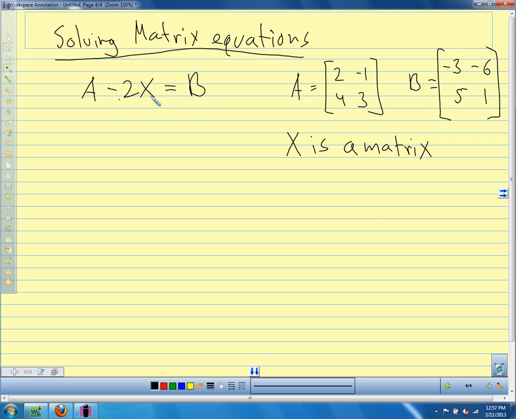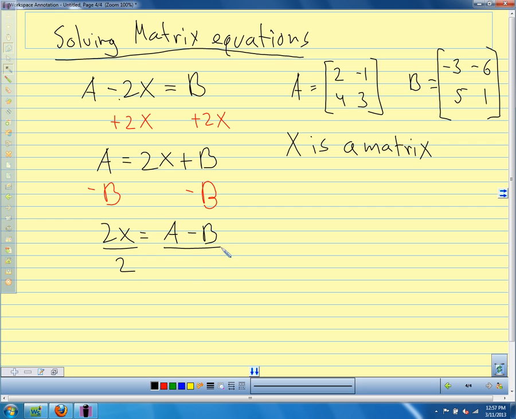Well, we can just manipulate this equation just like we do any other equation. We can work with it, we can move things around. So I'm going to add 2x to both sides. So I get A equals 2x plus B. And I'm going to subtract B. And I get 2x equals A minus B. Divide by 2. And x equals, and I'm going to write this as 1/2 times A minus B.